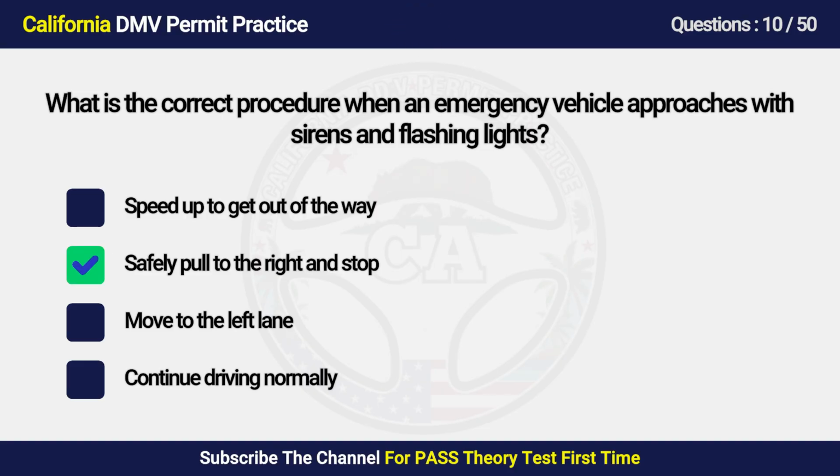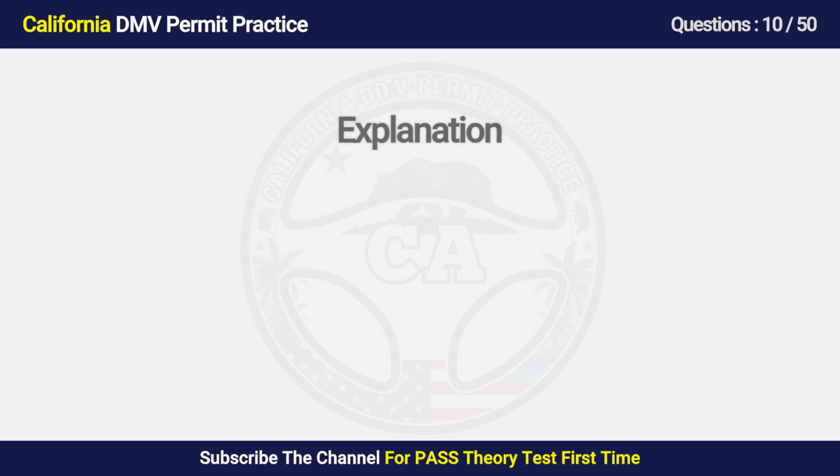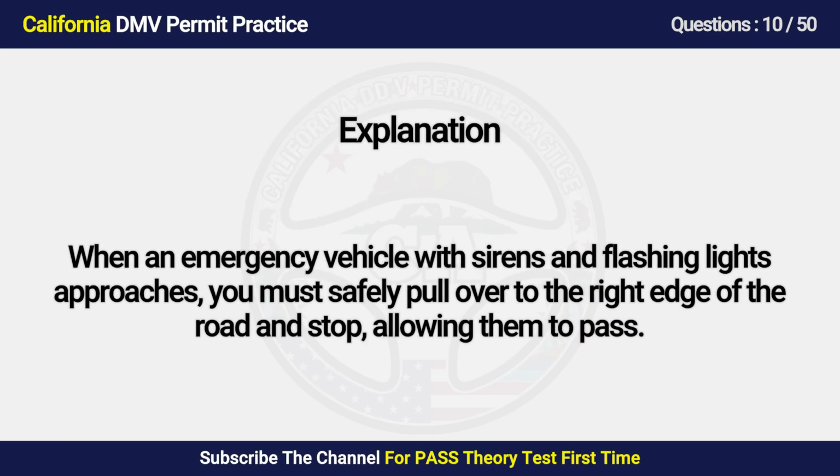Answer is B. Safely pull to the right and stop. When an emergency vehicle with sirens and flashing lights approaches, you must safely pull over to the right edge of the road and stop, allowing them to pass.